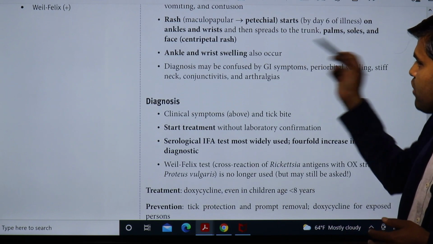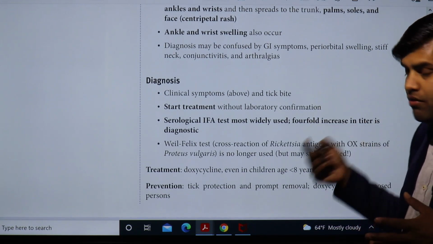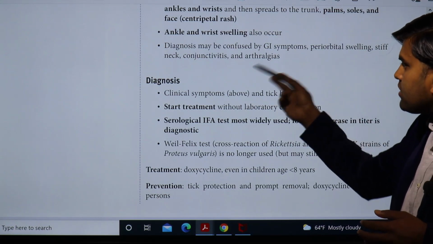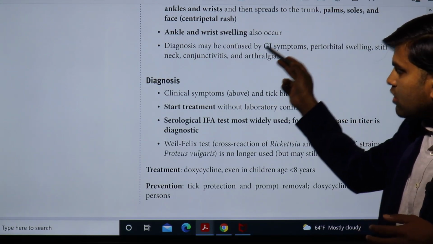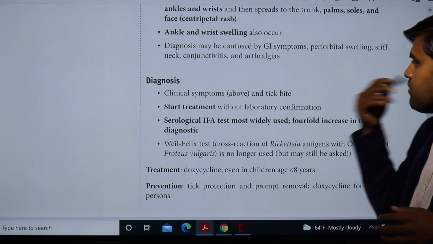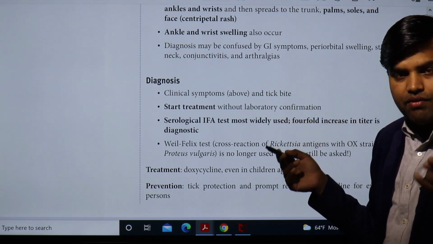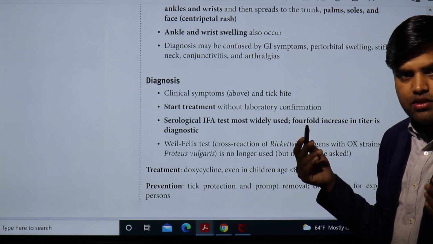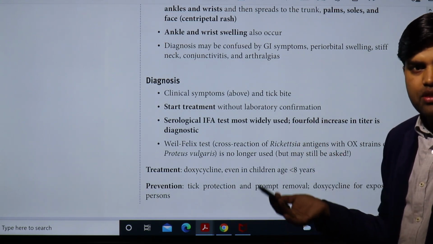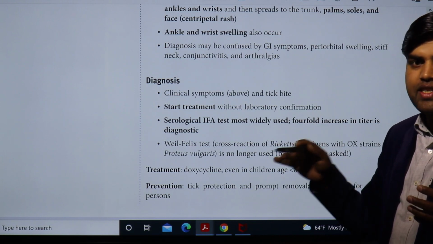Then ankle and wrist swelling will also occur. The diagnosis may be confused with GI symptoms, periorbital swelling, stiff neck, conjunctivitis, and arthritis. So these concomitant features will mislead the diagnosis. You may think, okay, there is a stiff neck, headache, fever, and rashes. You will say this may be meningitis, Neisseria meningitis, but you have to understand that the rash appears later.